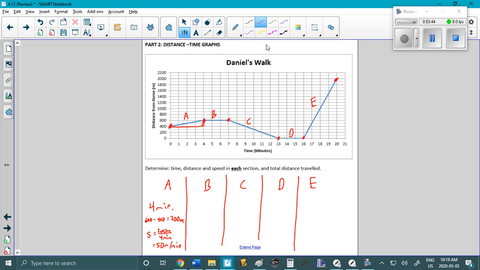Section B. This is where it gets a little bit tricky for the time, because now we start at 4 and we finish at 7. So to get the time, 7 minus 4 is going to be 3 minutes. Now the distance traveled couldn't be easier. If it's a flat line, you go 0 meters. And the speed is going to be 0 meters divided by 3 minutes. But obviously you already know a flat line is 0 meters per minute. The speed is 0. I would like you to do C, D, and E. I'll post the answers tomorrow.